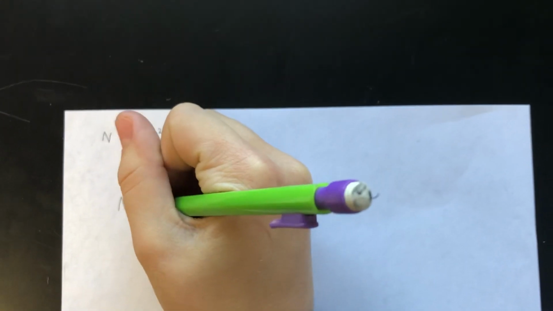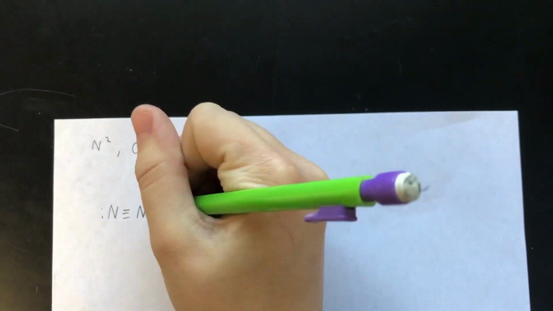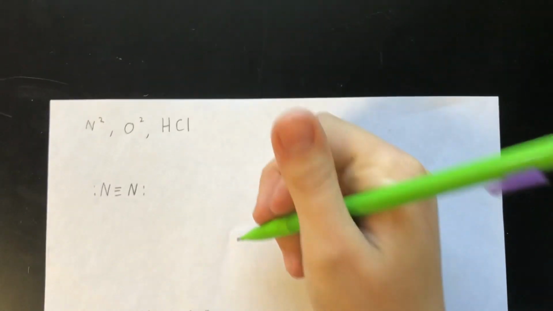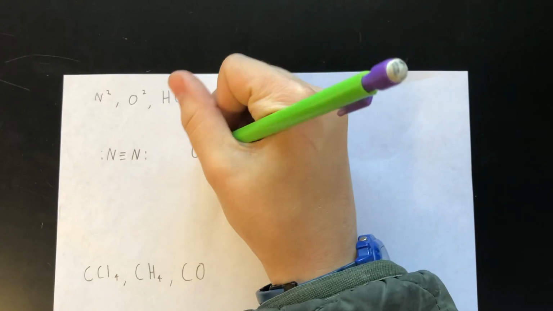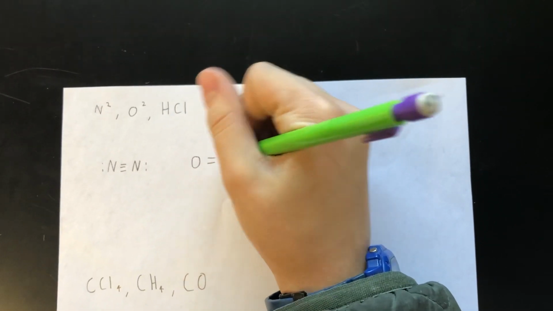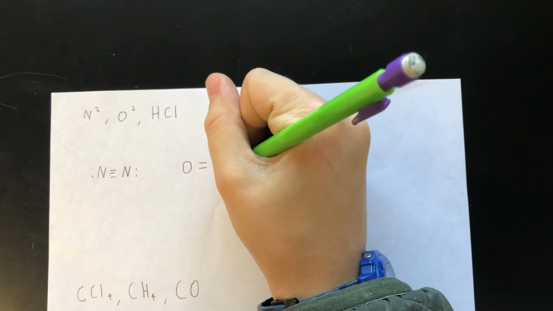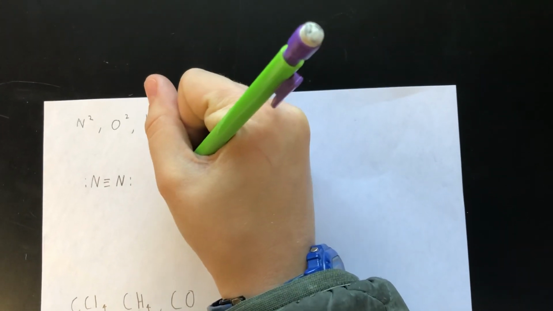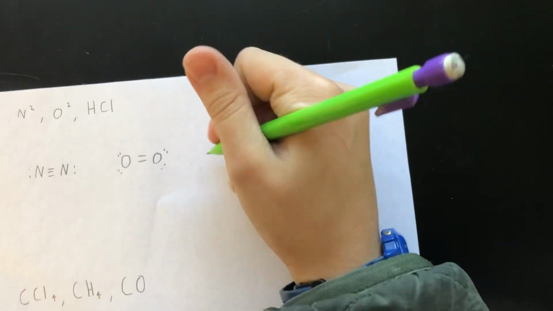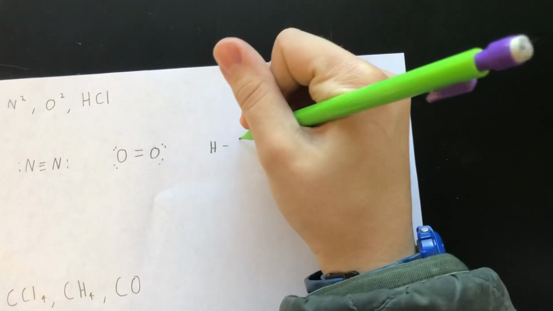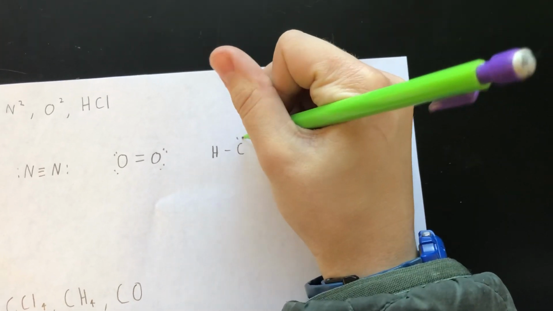So, we have N with 3 bars and a valence pair, or lone electrons. We have O with a double bond and 2 lone pairs on either side. And then we have HCl, a single bond, and 3 lone pairs.